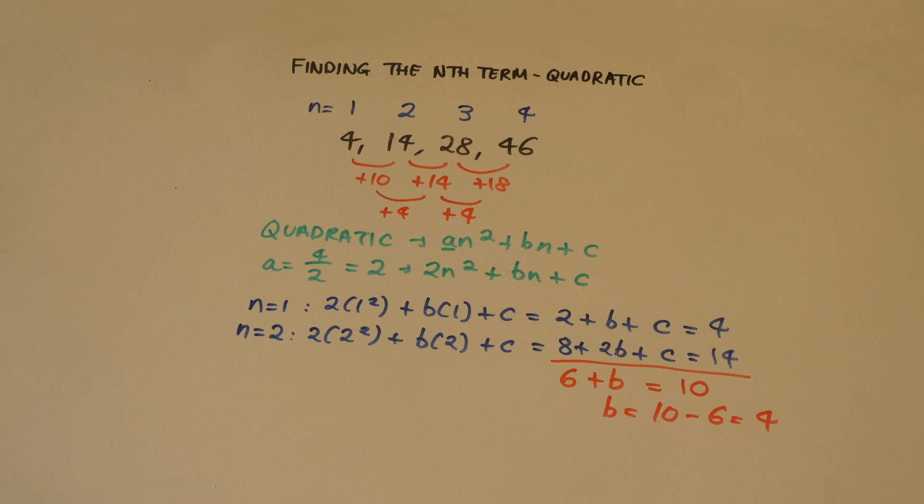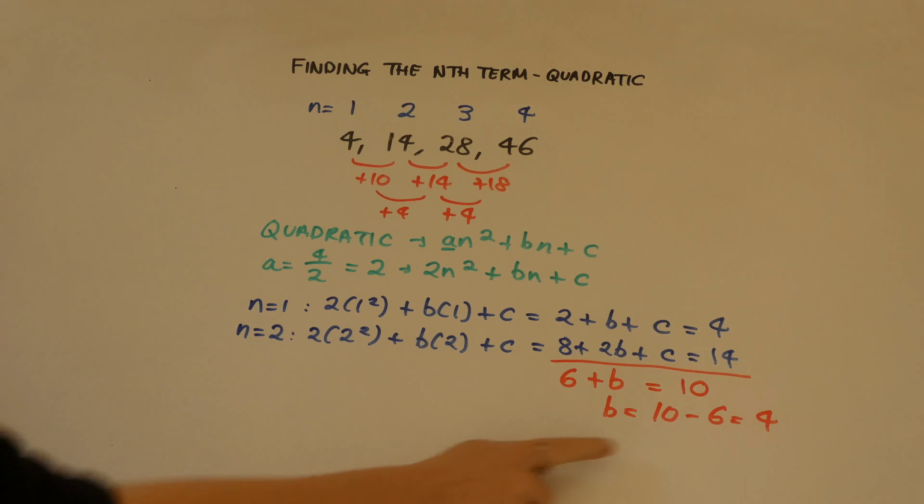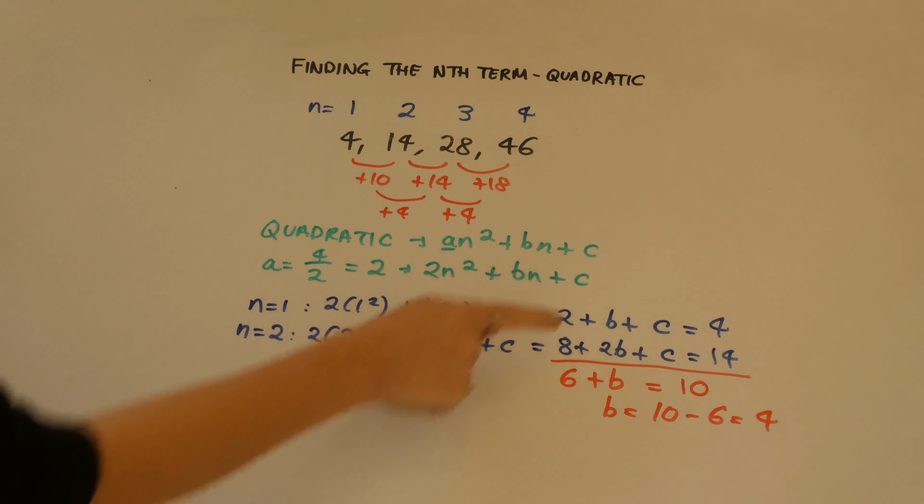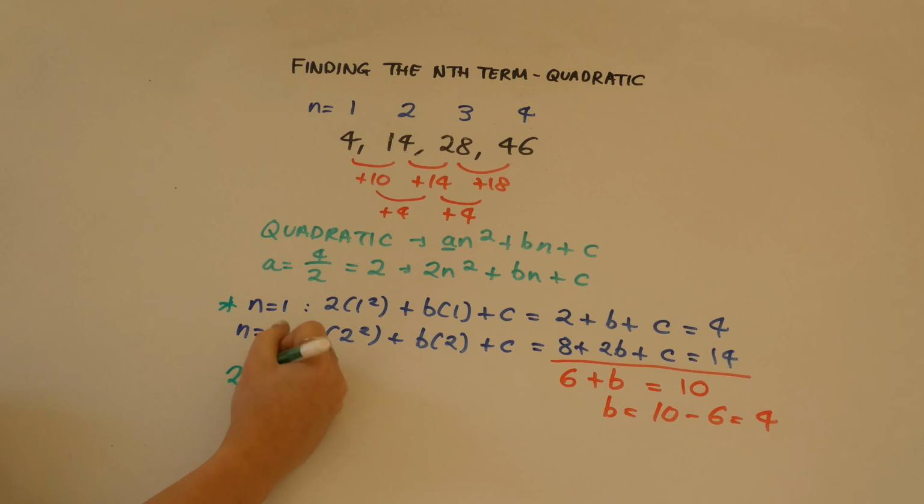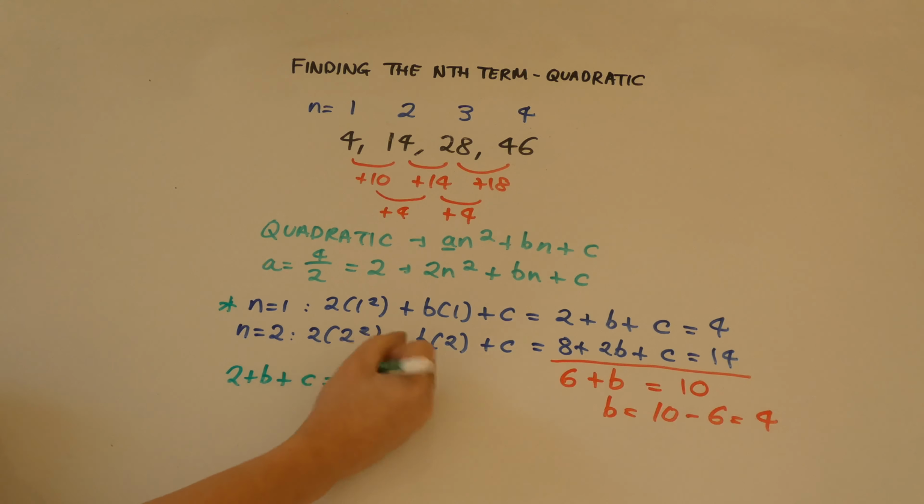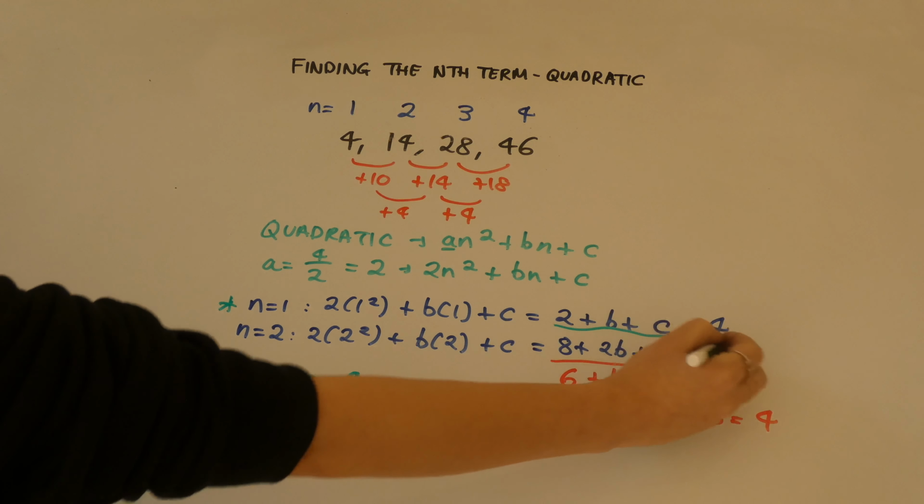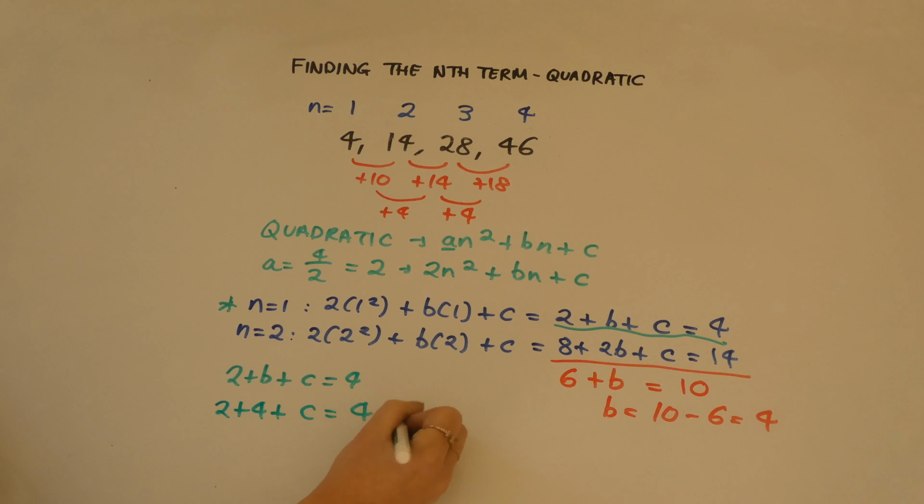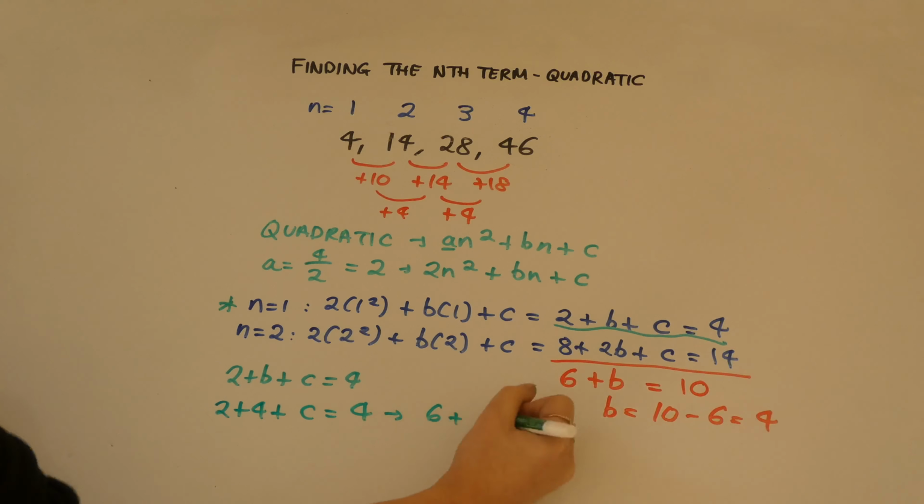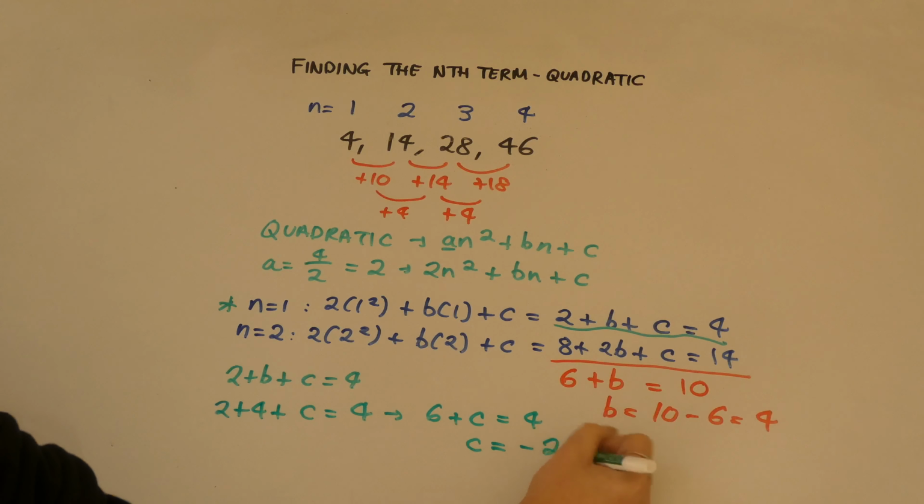Our last job is to just find the value of c. Now we can use our value of b here in either of these equations. So let's use it in n equals 1. So we know 2 plus b plus c equals 4, taking it from here. We can now input our value of b as 4. So we get 2 plus 4 plus c equals 4. This can simplify then to 6 plus c equals 4. So the value of c must be minus 2.